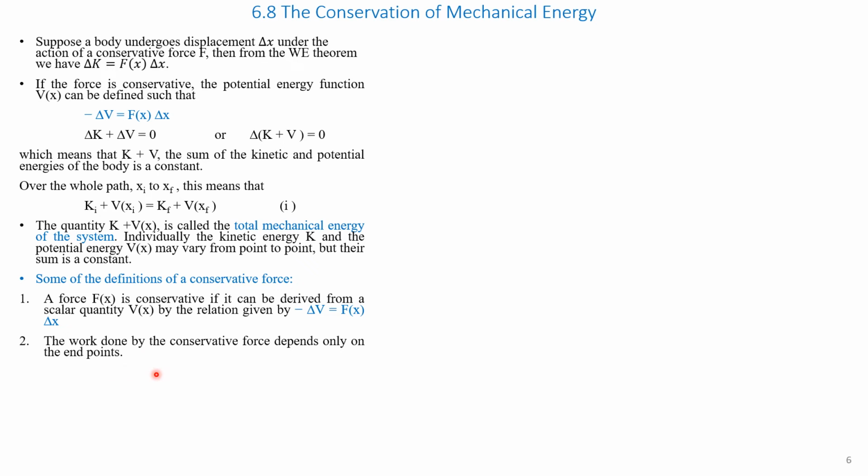The work done by the conservative force depends only on the endpoints. That is, the work W is equal to the final kinetic energy Kf minus Ki, that is equal to V(xi) minus V(xf). Please note, in the potential energy V, xi comes first and xf comes next because of the negative sign.